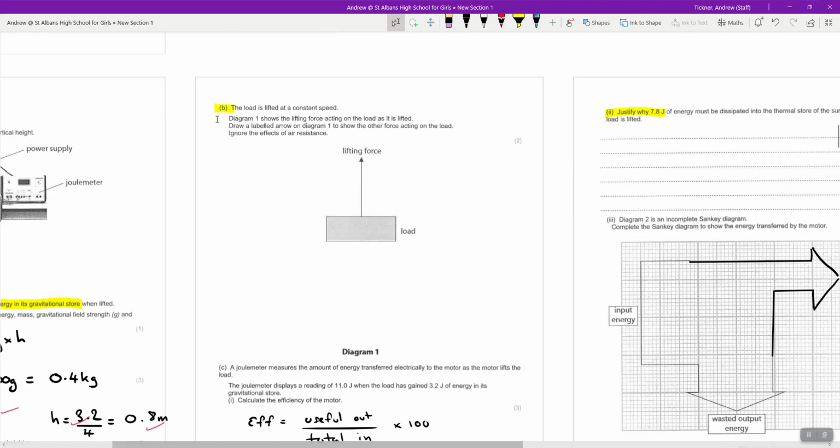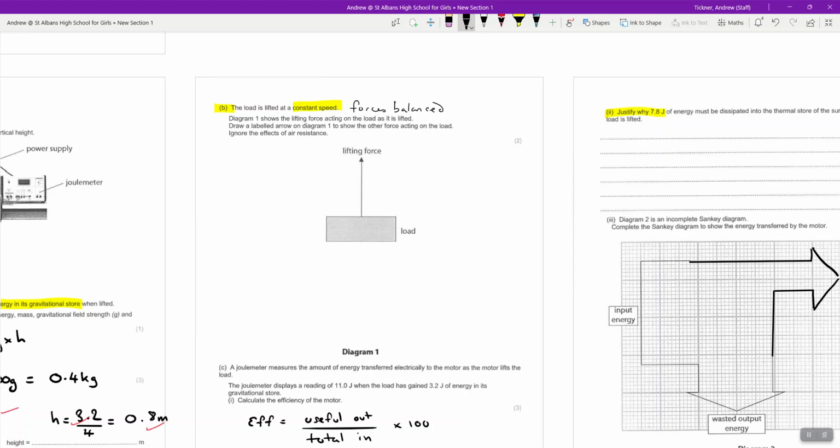Okay, then we had a force diagram. A load is lifted at a constant speed. Diagram 1 shows the lifting force as it's lifted. Draw a labeled arrow to show the other force acting on the load. Ignore the effects of air resistance. So air resistance we don't have to worry about. But again, what's the key information we've been given here? Constant speed. What does that mean to me as a physicist? That means that the forces are balanced.